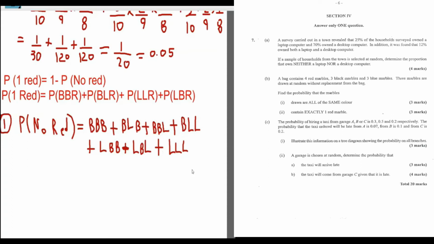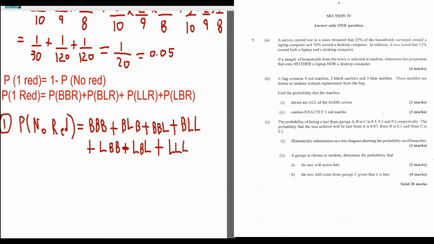So look at the two cases where we can draw straight blue or straight black. Look at the possibilities where we draw two blacks. Two blacks can be black, black, blue; blue, black, black; and here's another one. Those are the three possibilities we can draw with two black.